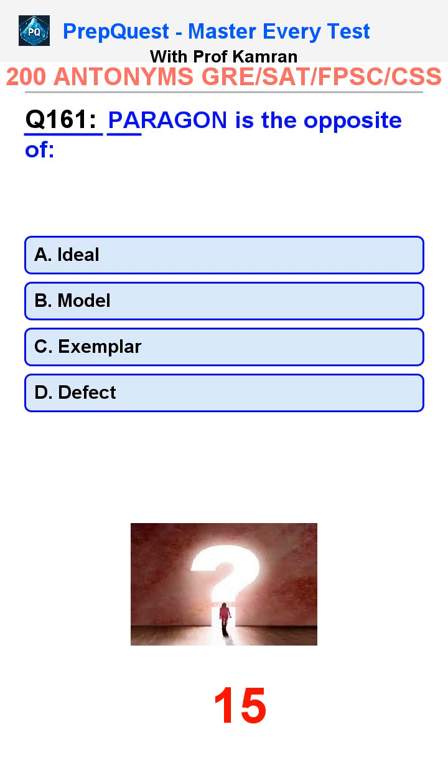Question 161. Paragon is the opposite of. Option A. Ideal. Option B. Model. Option C. Exemplar. Option D. Defect.